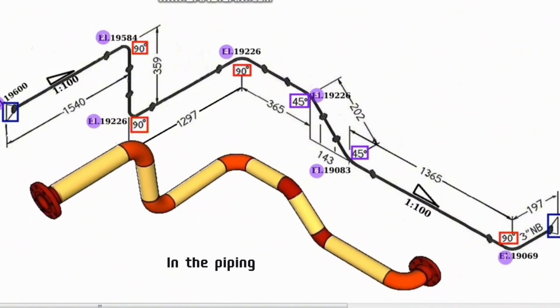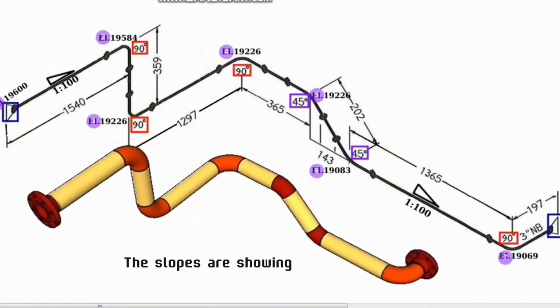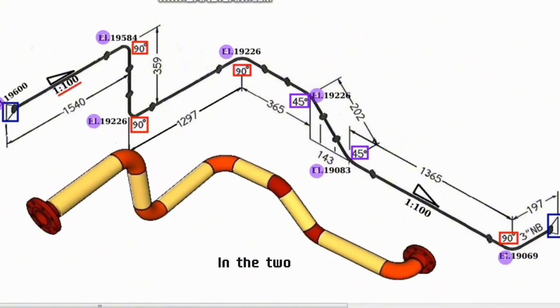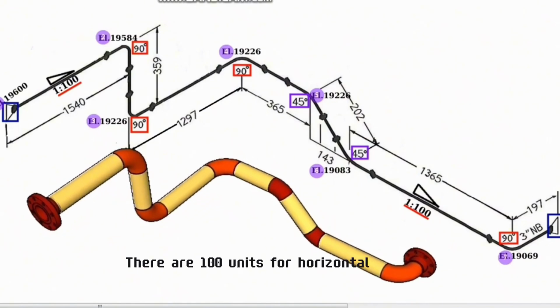In the piping isometric drawings, the slopes are shown with these symbols in 2 places. In this drawing, the slope of the incline is expressed as a ratio of 1 to 100, meaning that for every 1 unit of vertical elevation there are 100 units of horizontal distance.